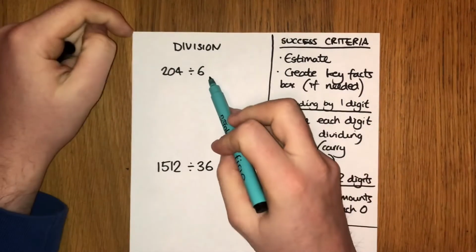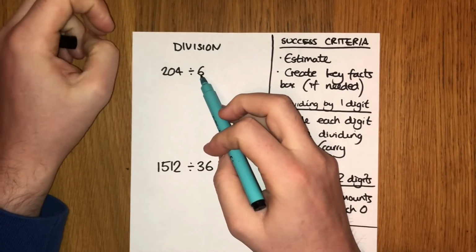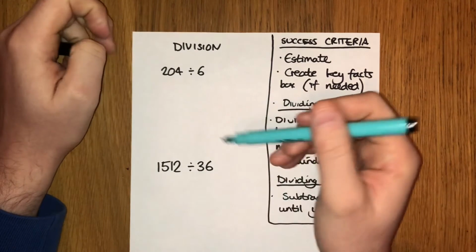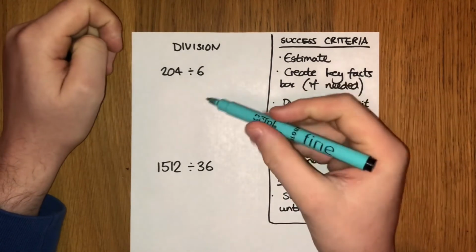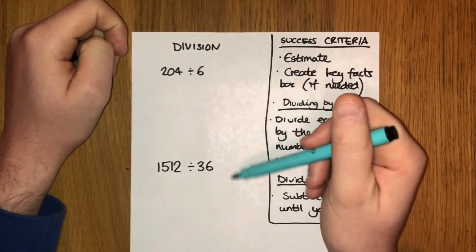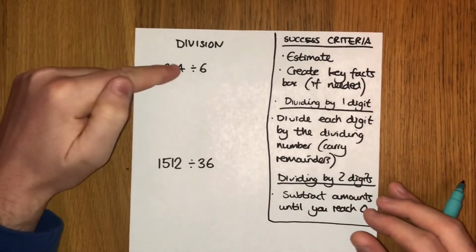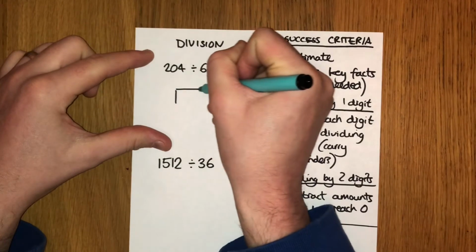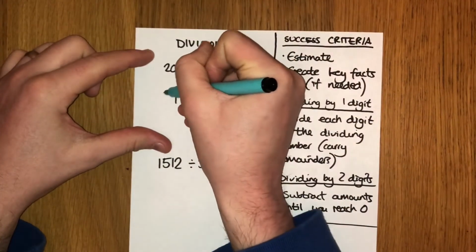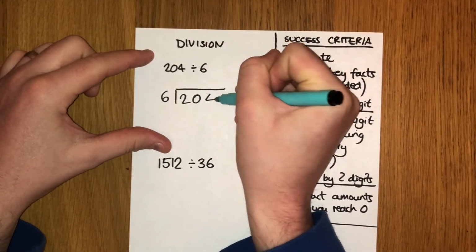Now, if we're dividing by a 1-digit number, we can just use a quite quick bus stop. If we're dividing by a 2-digit number, it's a bit more complicated, but nothing to be too worried about. So, 1-digit number, I can put it into my bus stop. So I'm dividing 204 by 6.